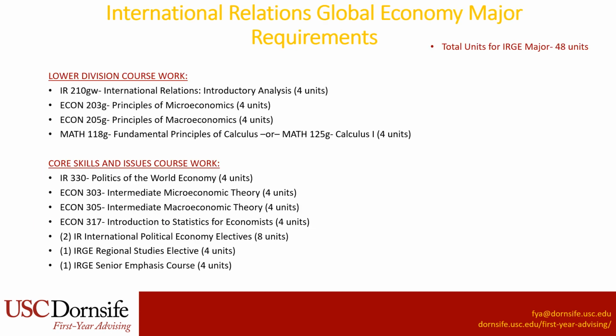So the next major we will go over is the International Relations Global Economy major. So this major will require 48 units. And once again, similar to the IRGB major, you have your lower division coursework of IR 210, the econ classes, and then a calculus class. You'll then move on to your upper division coursework, which will be a good mix of international relations classes as well as economics classes.